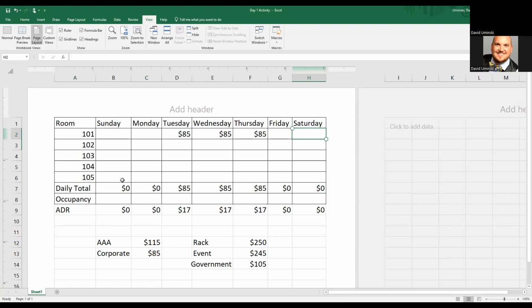Okay. So what I would like you to do is add up the columns of each day. Add up the totals from each day. And we'll just start from there.